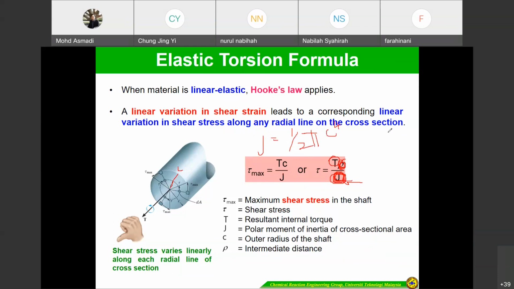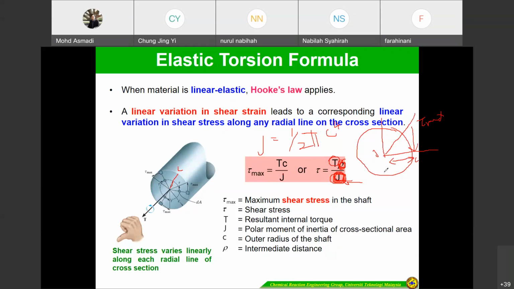So if you have a solid shaft, something like this, this is tau max. This is C, the radius distance, and this is the center. So that is for the solid.